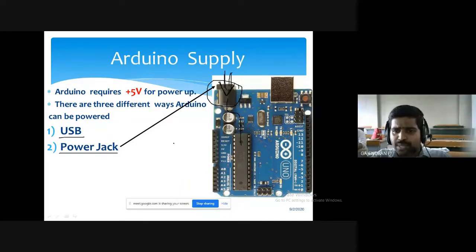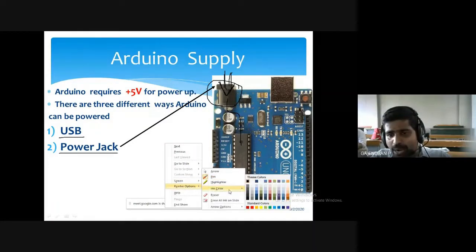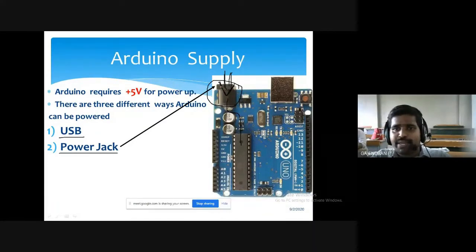my controller. But here, what is the voltage range I can apply? Please make note of it. Here I can apply a voltage in the range of 7 to 12 volt. Please make note of it. 7 to 12 volt. Okay, sir?